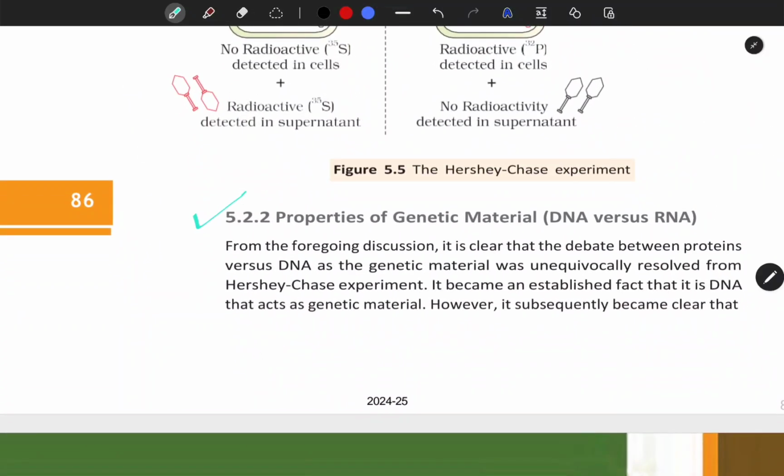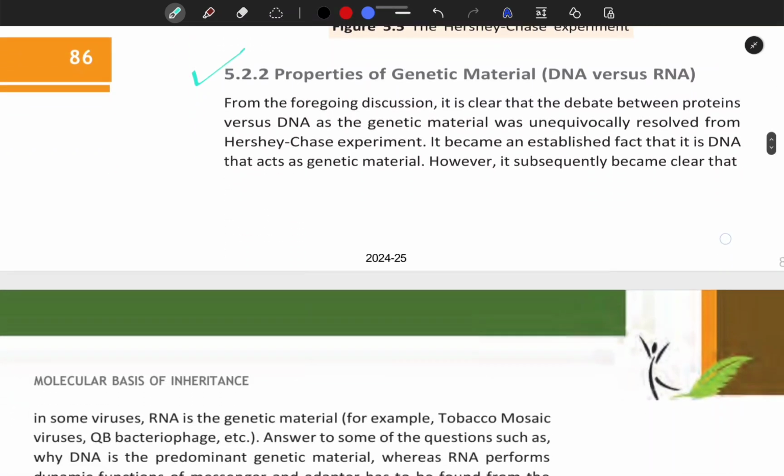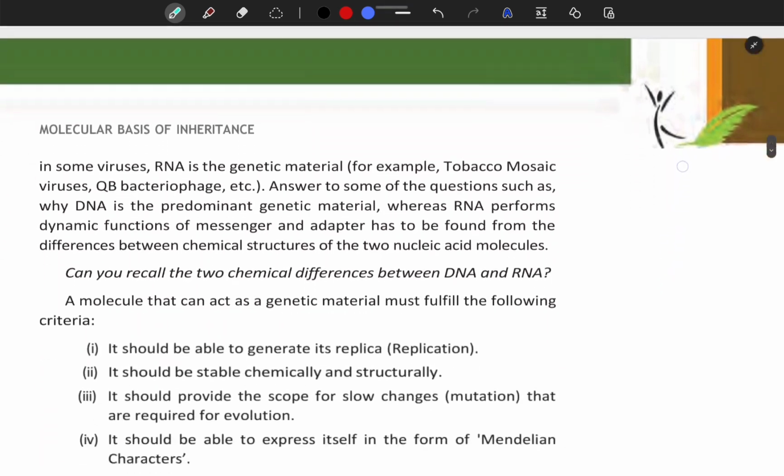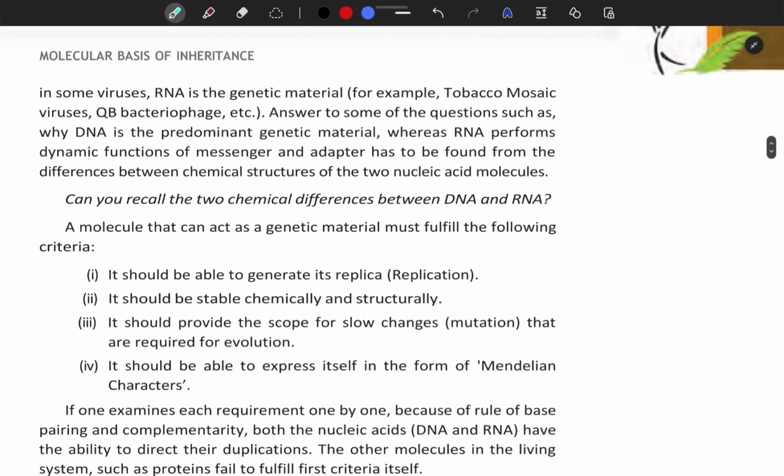5.2.2 Properties of genetic material, that is DNA versus RNA. From the foregoing discussion, it is clear that the debate between proteins versus DNA as the genetic material was unequivocally resolved from the Hershey-Chase experiment. It became an established fact that it is DNA that acts as genetic material. However, it subsequently became clear that in some viruses, RNA is the genetic material. For example, tobacco mosaic virus, QB bacteriophage, etc.